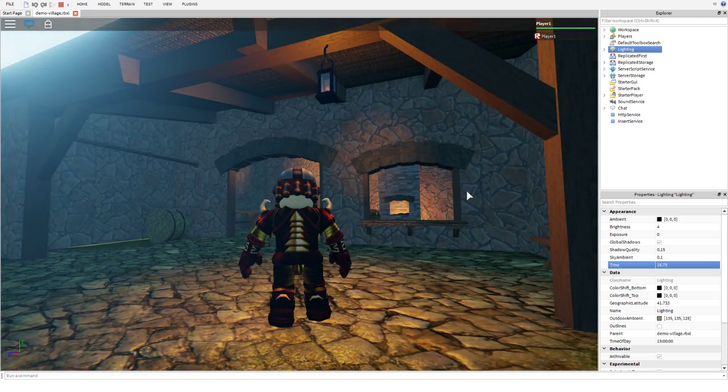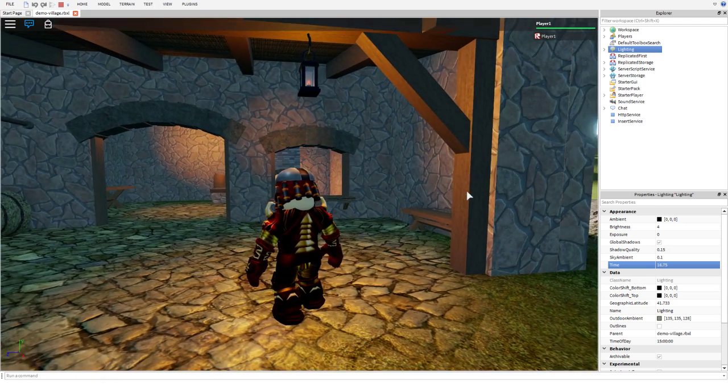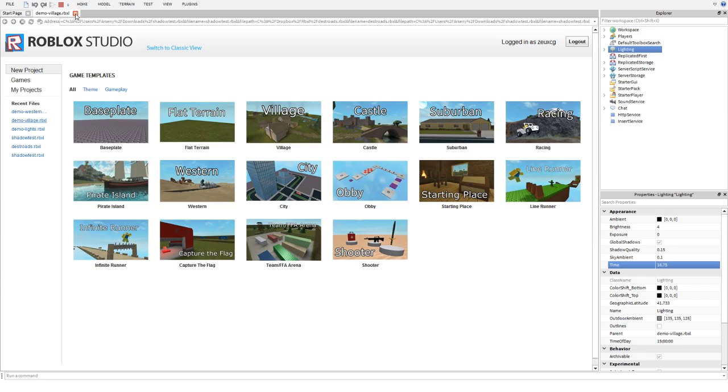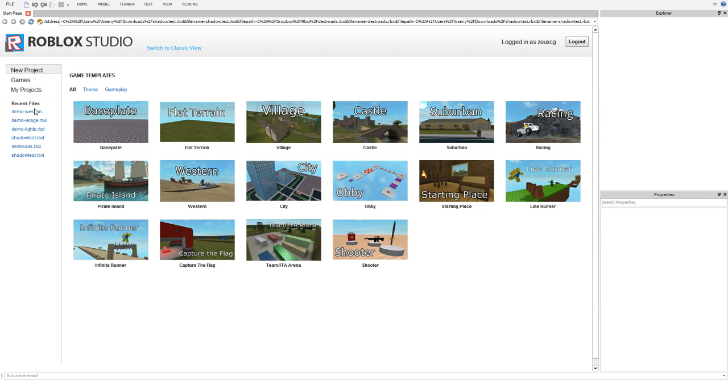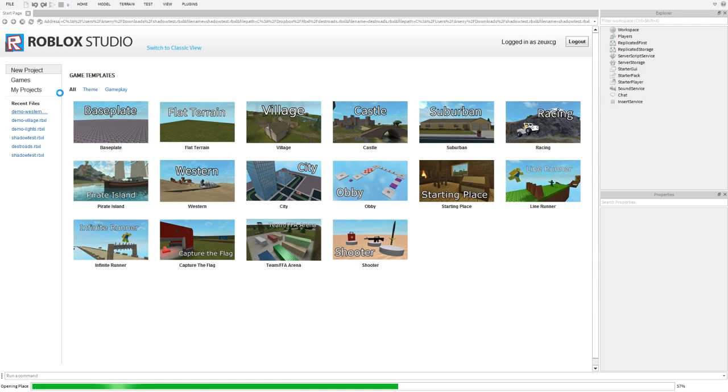Alright, so this is all pretty good, and I was really happy with the quality of shadows, but one critical piece that was still missing is all of these shadows that you see here are still from one light source, the sun. So let's go ahead and fix that, shall we?